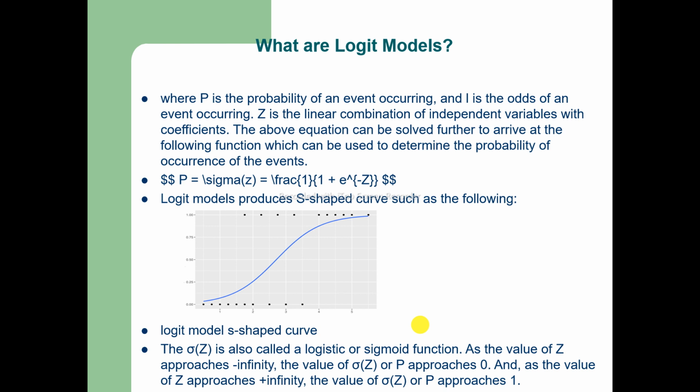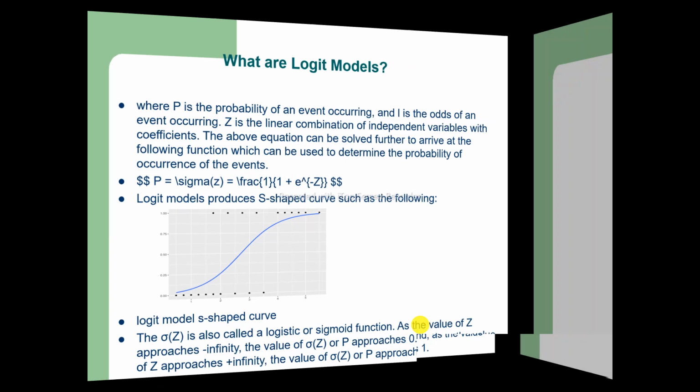When the value of Z approaches minus infinity, the value of sigma Z or P approaches 0, and as the value of Z approaches plus infinity, the value of sigma Z or P approaches 1. So it means that in the case of Logit models, the probabilities will range between 0 and 1. It cannot be greater than 1 and it cannot be less than 0.